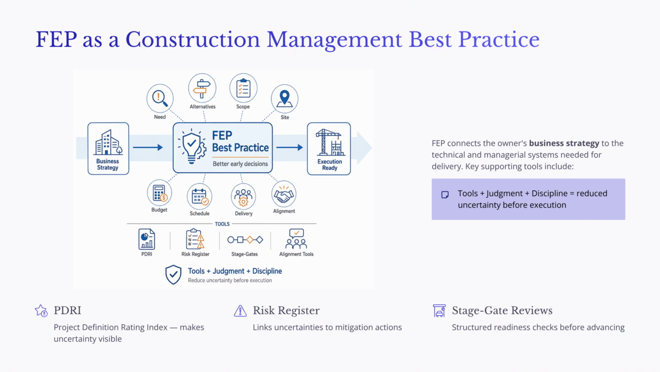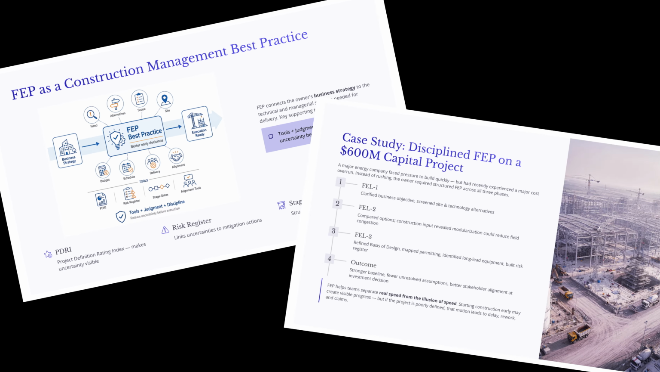However, tools alone do not create strong FEP. A checklist can identify missing information, but it cannot replace leadership judgment. A gate review can record readiness, but it cannot protect the project if leaders approve the next phase without challenging weak assumptions. That is why this slide emphasizes the combination of tools, judgment, and discipline. When these elements work together, FEP reduces uncertainty before execution begins.